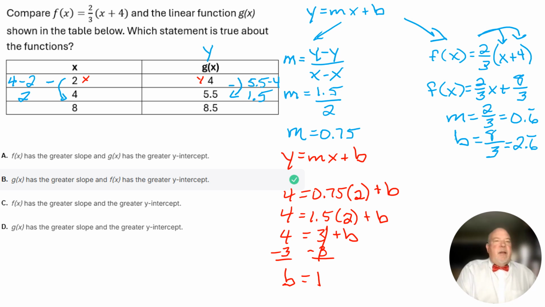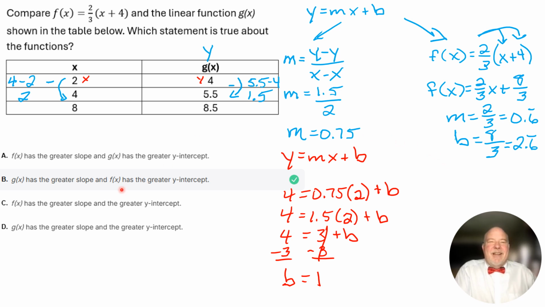So let's look at the answer here. It says g of x has a greater slope, so 0.75 compared to 0.6 repeating. That's correct. And f of x has the greater y-intercept. So f of x, its y-intercept is greater than the y-intercept of g of x. I'm not doing very well today.